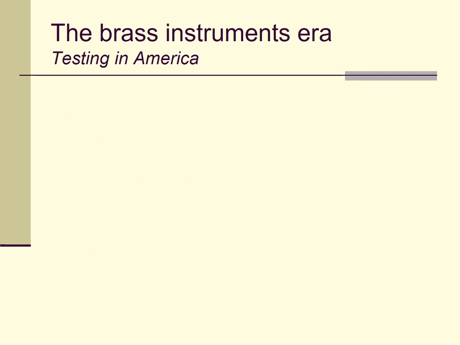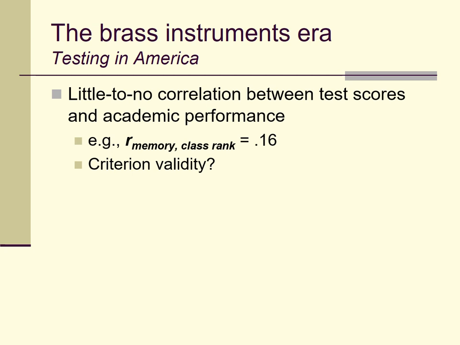Unfortunately for the brass instruments era researchers and testers, there was really little or no correlation between test scores and academic performance. Just as an example, the correlation between a test of memory and someone's class rank might be at the level of 0.16, and that's probably about as good as it gets. Many of the correlations are even smaller than that. This raises, among other things, the issue of the criterion validity of this type of testing.